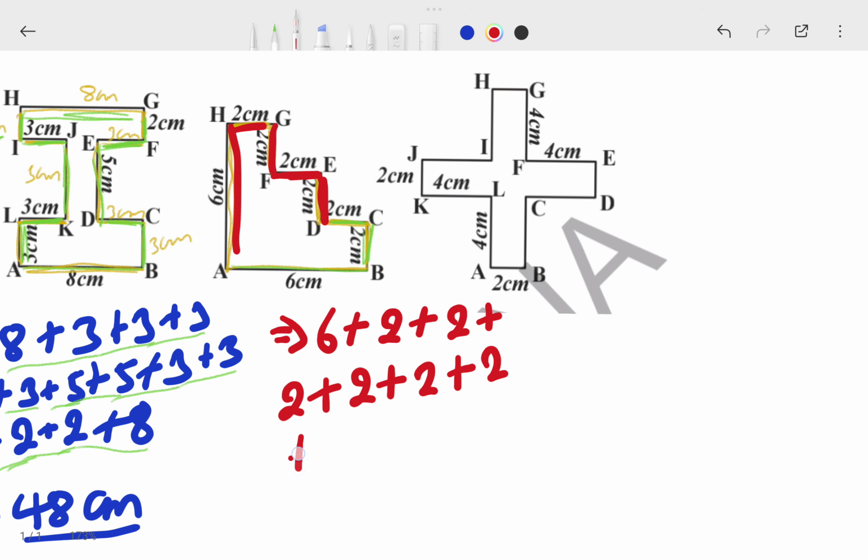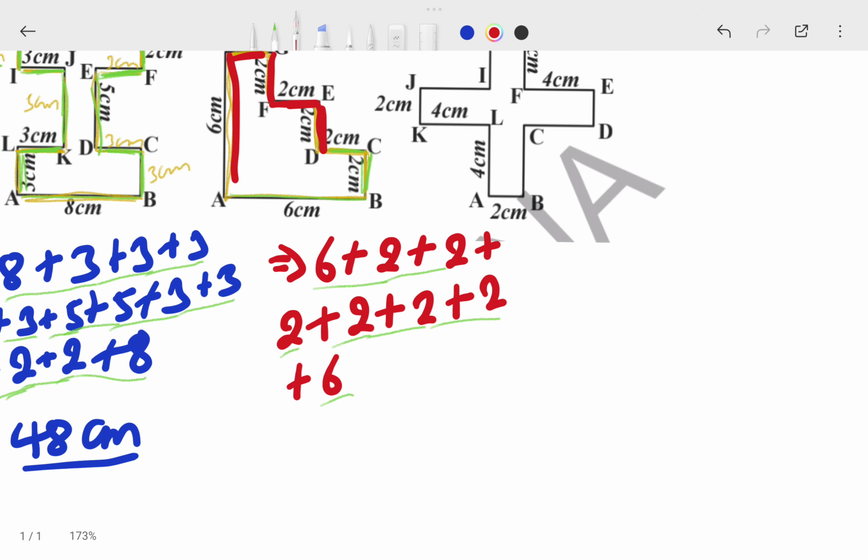Now here, how much is given? 6. Okay, now let's add this all. So if you add 6 plus 2, 8, 8 plus 2, 10, 10 plus 2, 12, 12 plus 2, 14, 14 plus 2, 16, 16 plus 2, 18, 18 plus 6, it's going to be 24 centimeters. So what is the answer here?